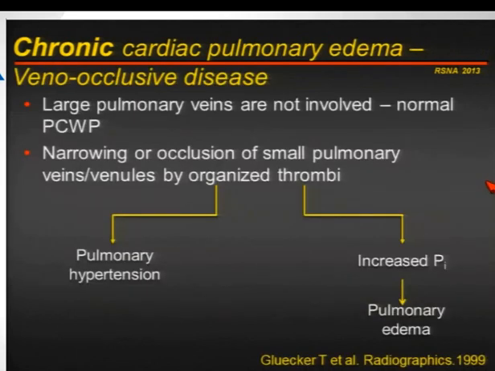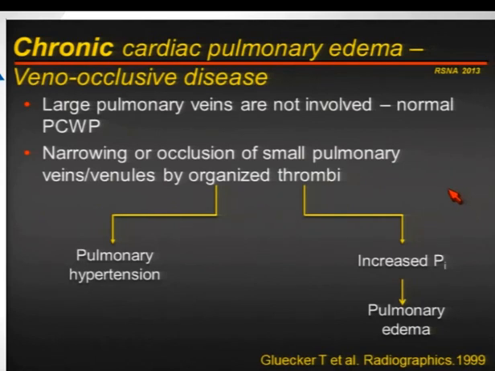The other important, although rare, cause of chronic cardiac pulmonary edema is veno-occlusive disease, where there is narrowing or occlusion of small pulmonary veins or venules by organized thrombi. That progresses in two directions, causing pulmonary hypertension on the pulmonary arterial end, and also increases the hydrostatic pressure within the venules, causing pulmonary edema.